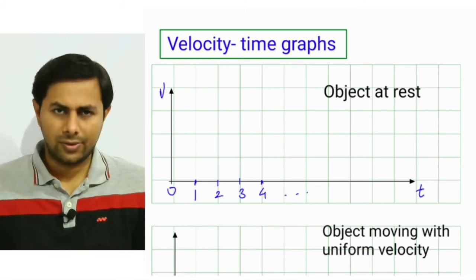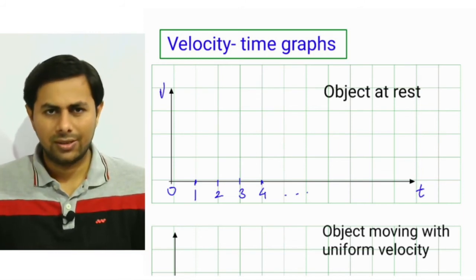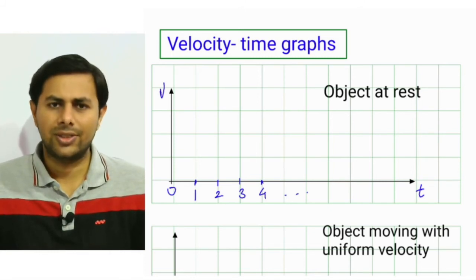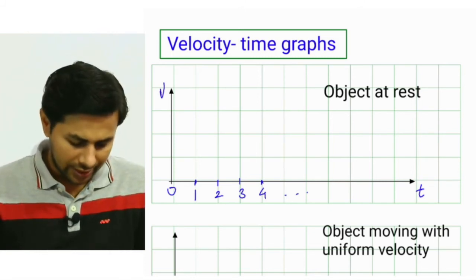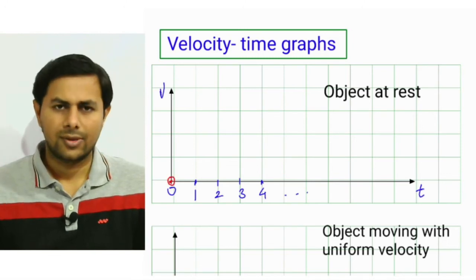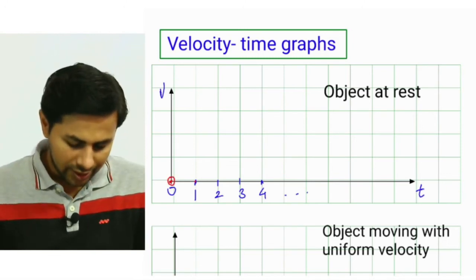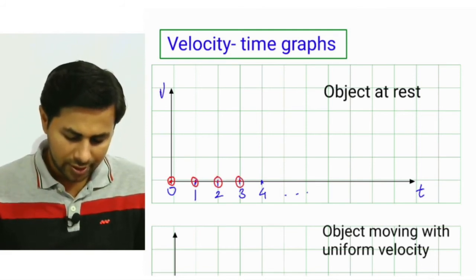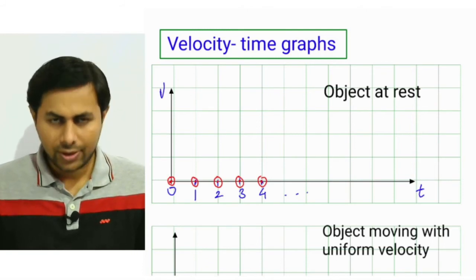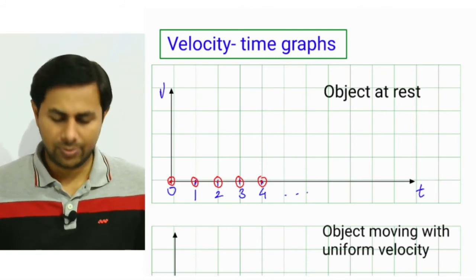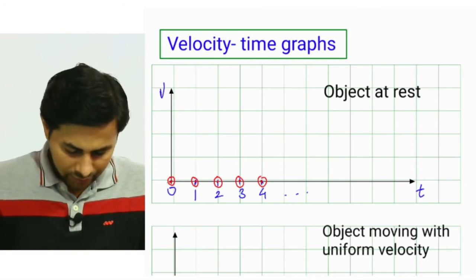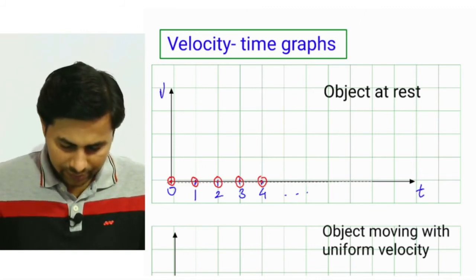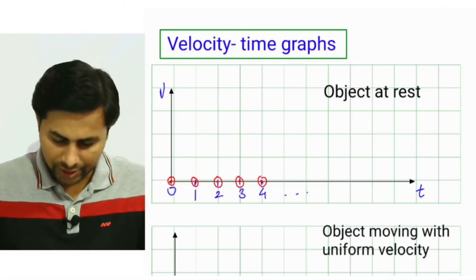At t equals 0, how much is the velocity of this object? If the object is at rest, its velocity is 0. So at t equals 0, velocity is 0. At t equals 1 second, the velocity is 0. So on and so forth, the object remains at rest, and therefore we get these points. Now if we draw a line passing through all these points, we get a line like this, or let me draw it with a different color.